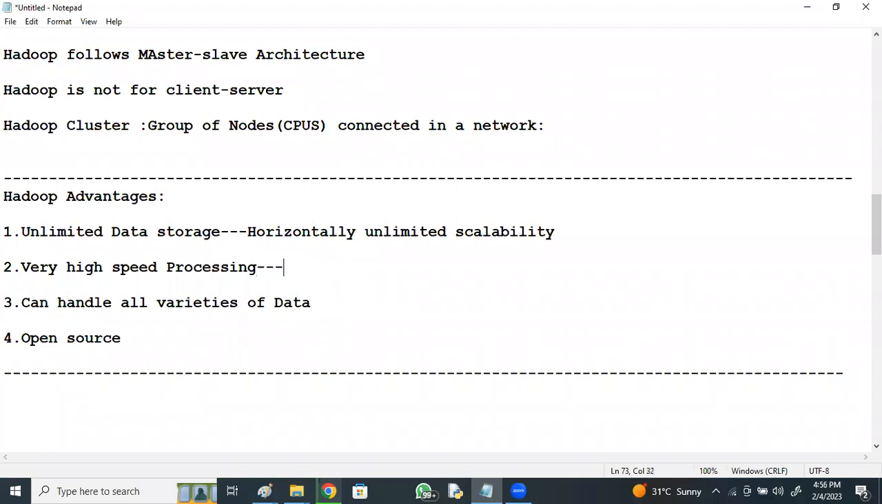Very high speed processing because of parallel processing, right? As your data is distributed across multiple systems and processed by multiple systems, we see very high speed parallel processing. Yes, it can handle all varieties of data: structured, unstructured, and semi-structured.